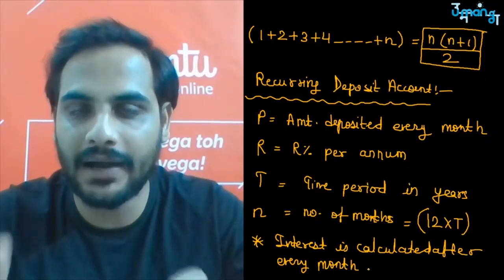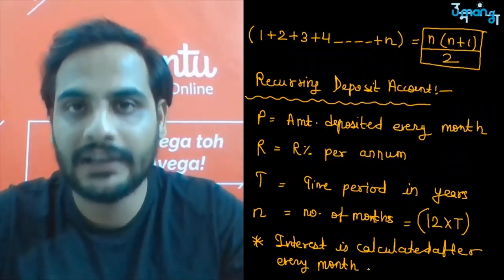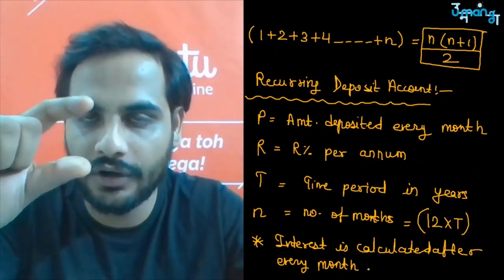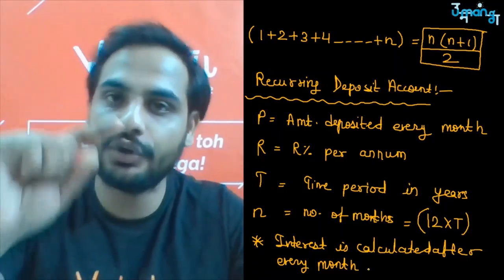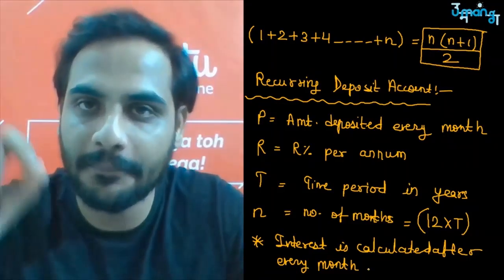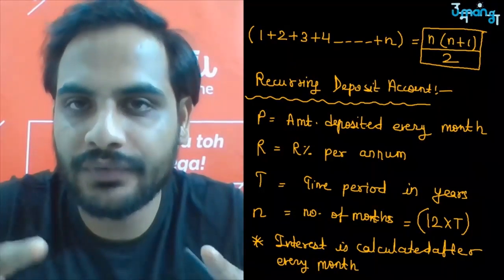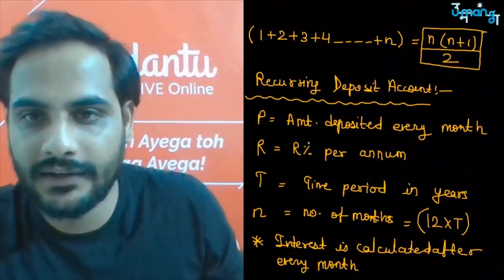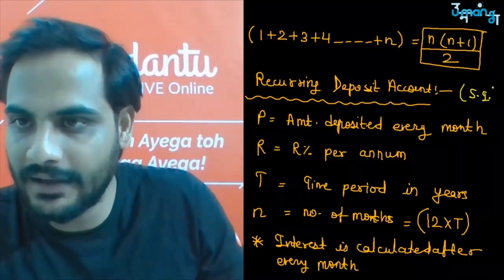That is the main part of this recurring deposit account: after the end of every month, on whatever amount is there in your bank account, you will get some interest. How will the interest be calculated after every month? Let us say I'm talking about the first month. After the first month, what will happen? As I've told you, the interest will be calculated at simple interest.